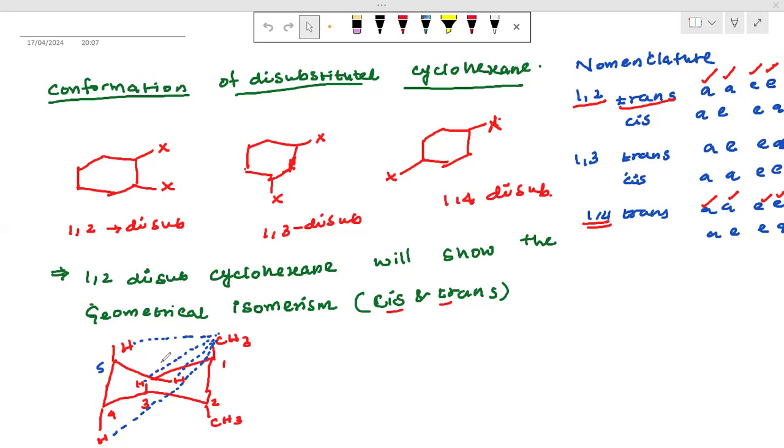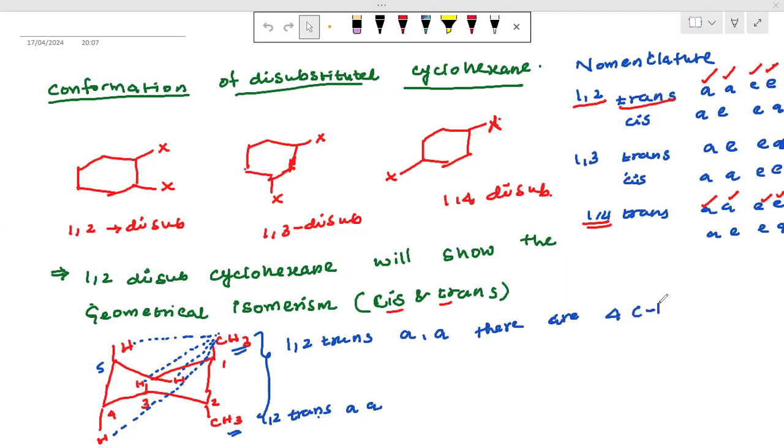Okay, so when both are axial, in 1,2 trans, both are axial. Then how many interactions do we have? That is 4 carbon hydrogen interactions. Okay, in this form of 1,2 trans, both substituents are in the axial position, so there are 4 carbon hydrogen interactions. Then will it be stable? No, it will not be stable. If there are interactions, it is not stable.